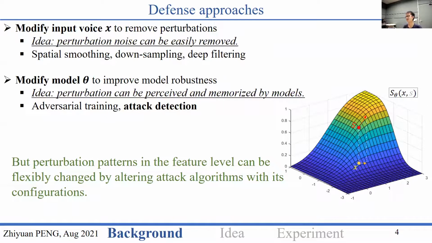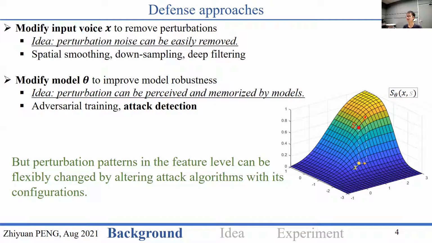Defense approaches still need more investigation. The existing methods can be divided into two categories, either modifying the input X or modifying the model theta. For the former, the defender assumes the perturbation added into the input X or its feature representations should be noise-like and can be easily removed from the input X. Motivated by this, spatial smoothing, downsampling, and deep filtering have been proposed.